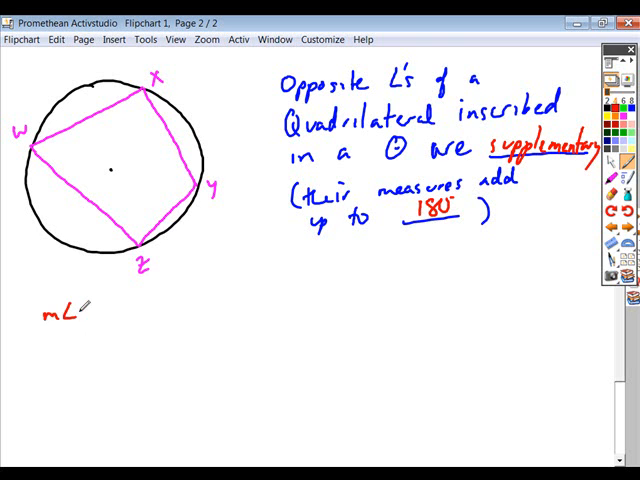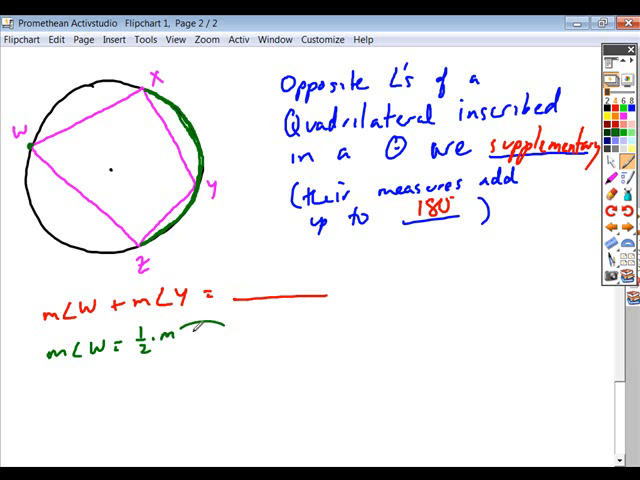So we want to find the relationship between angle W and angle Y. If we look at that, we can identify specific relationships about each of these angles independently. Angle W is an inscribed angle. Its vertex lies on the circle. So in terms of this intercepted arc, its measure can be represented how? One half the measure of the entire arc that it's intercepting.